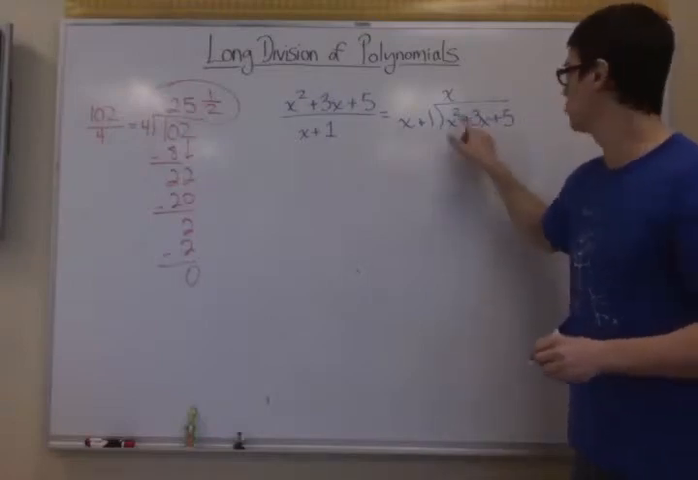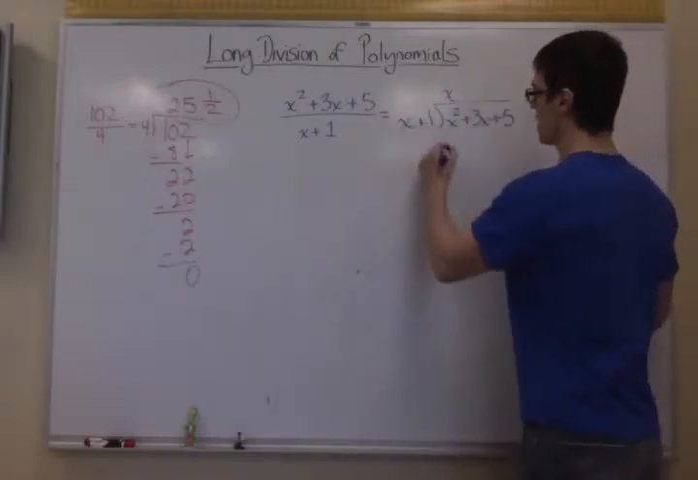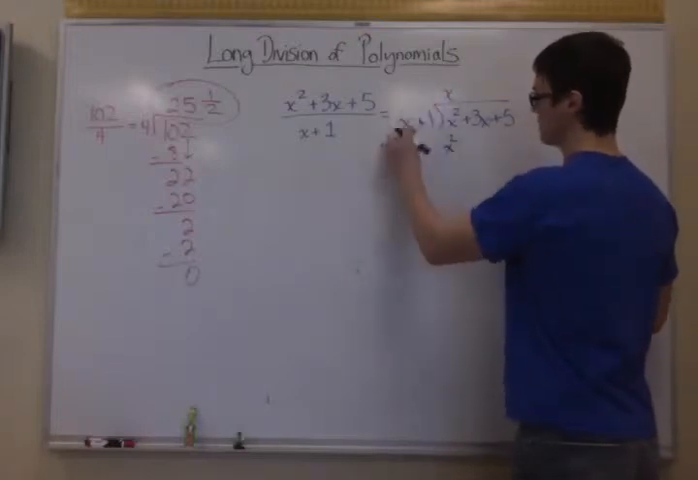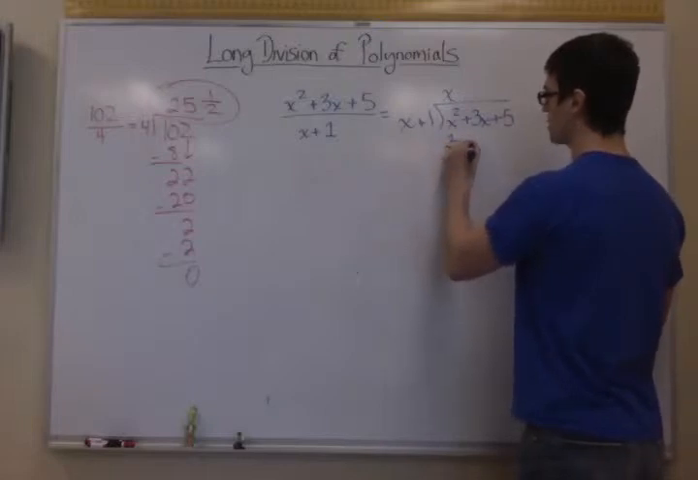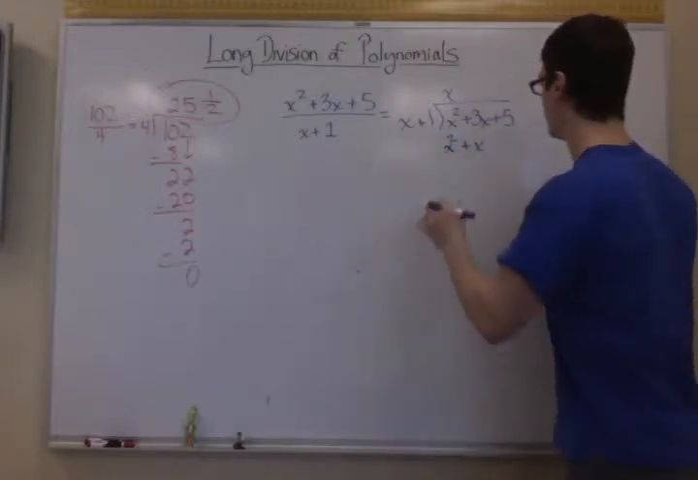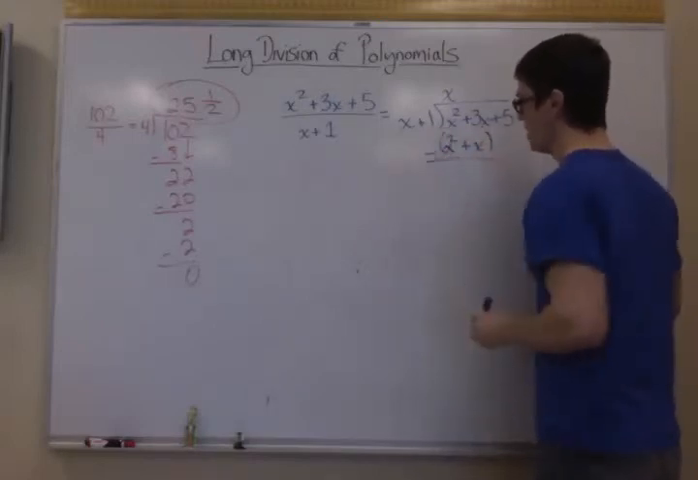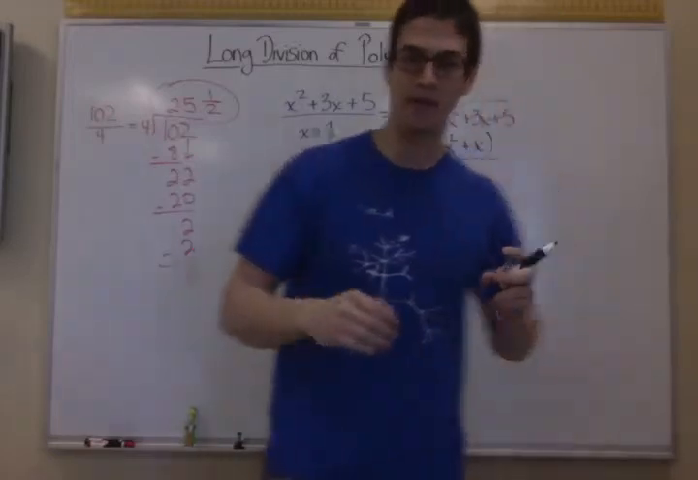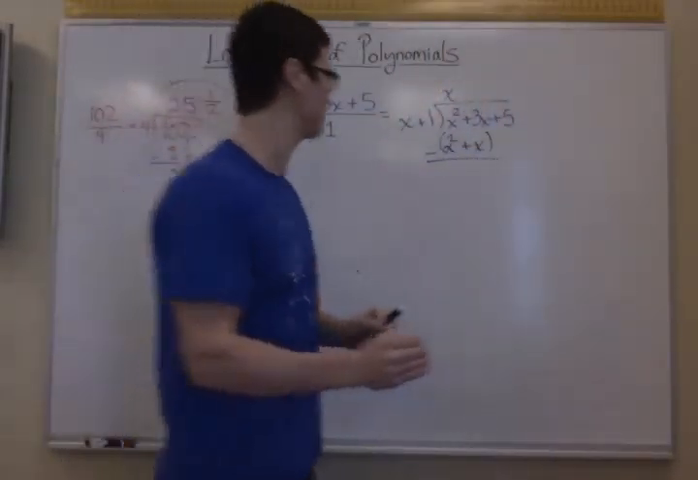off down here. So x times x plus 1, distribute that out, is x squared, because x times x is x squared, plus x times 1. x times 1 is x. Now what I like to do, because it makes my life a whole lot easier, is put this in parentheses. Okay, because then we're going to subtract it off. It'll just be easier to make sure the math is right if you always use parentheses. It's a great habit to get into.